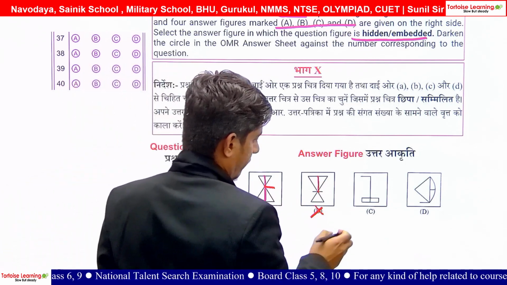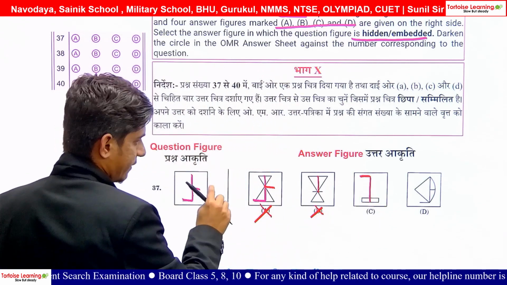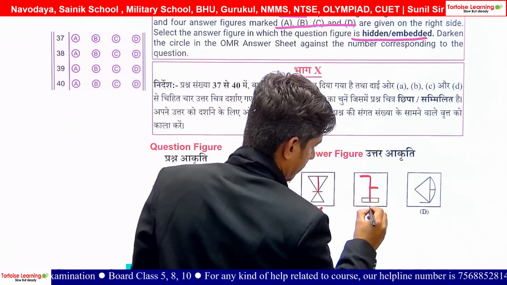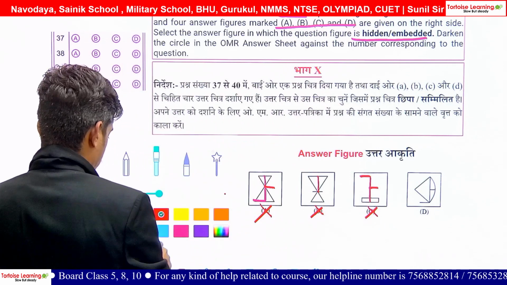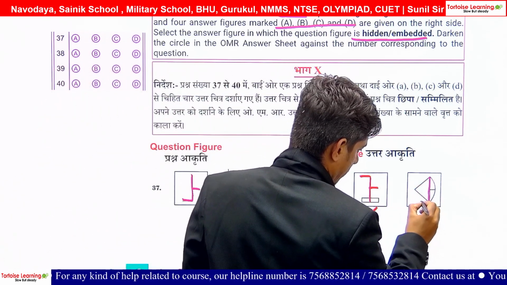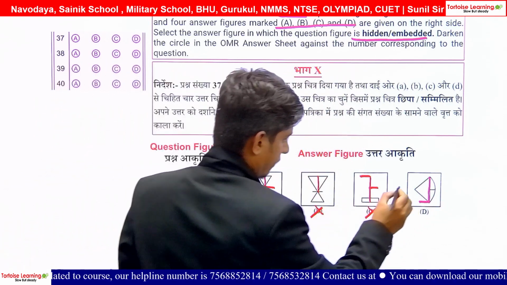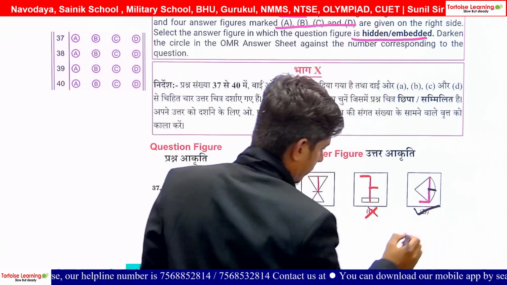Okay. If you look at this, this line is missing. This line is missing. This is the wrong answer. At last, if we look, this line is given, this is given, and also this line is given. So this will be the correct answer.